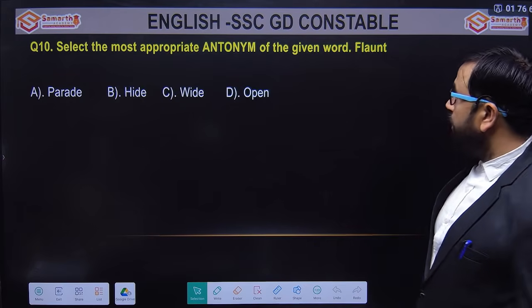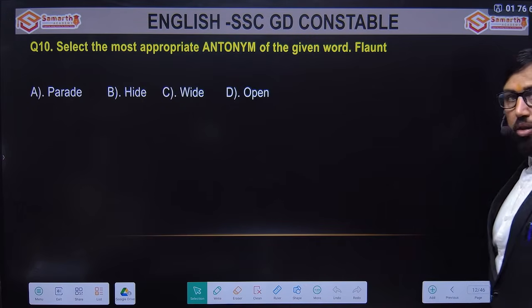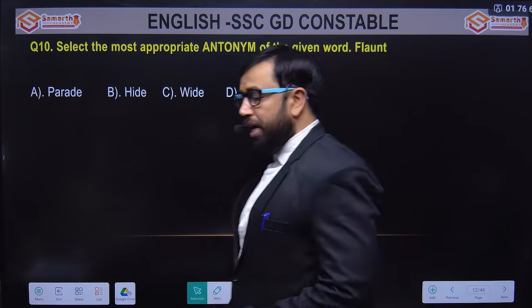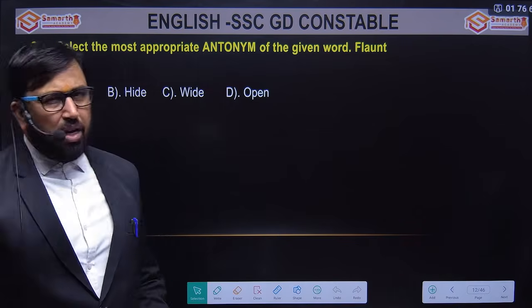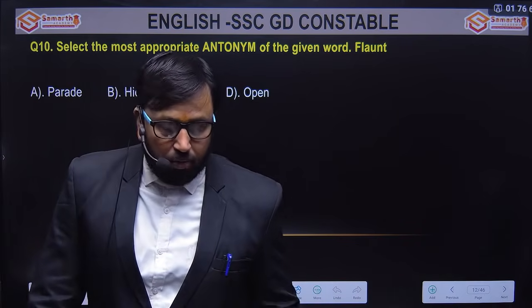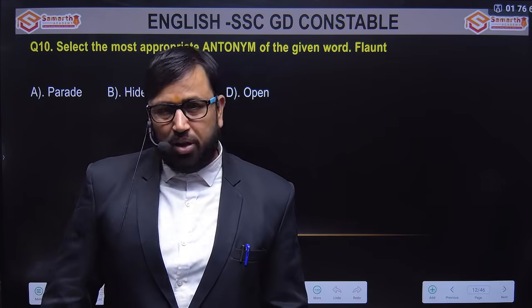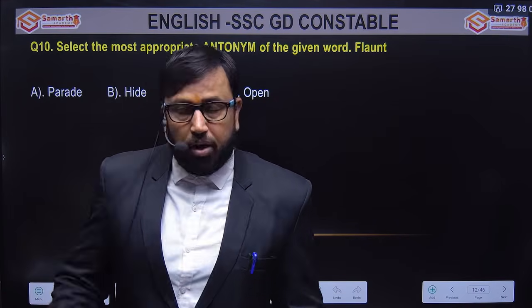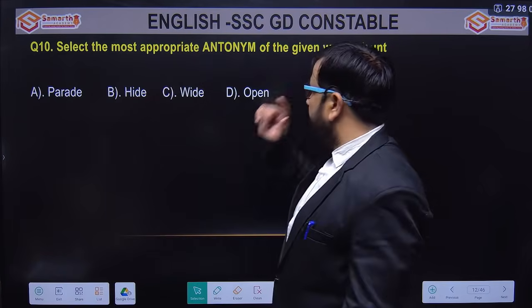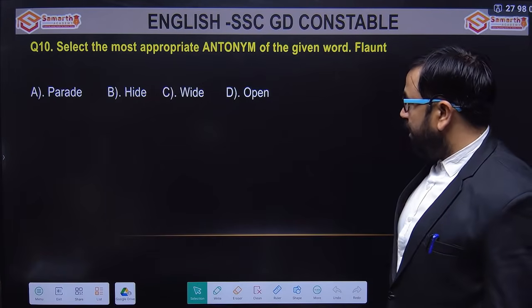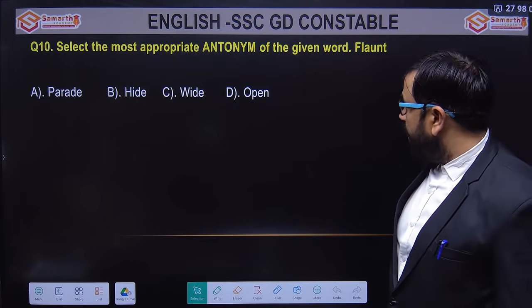We have to find the antonym of the given word flaunt. Flaunt, F-L-A-U-N-T, flaunt. Flaunt is a very commonly used word. We use करते flaunt nu, like she's always flaunting her dress, she's flaunting her riches and all kind of thing. तो show off करना, दिखावा करना, ठीक है? तो पहला opposite देखना है. Options are parade, hide, wide या open.